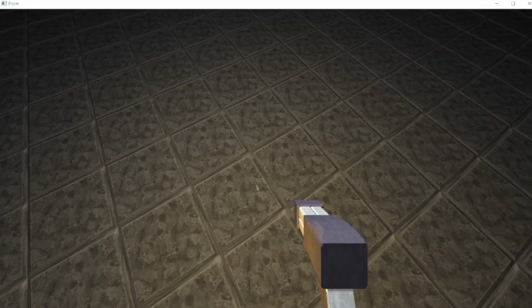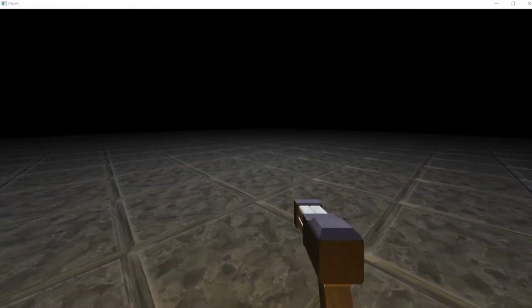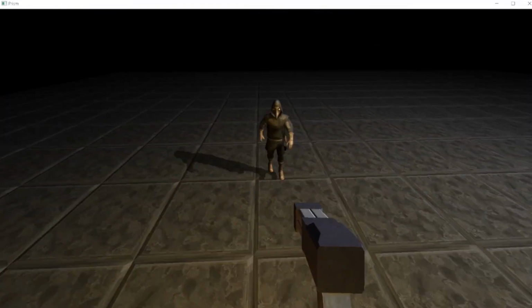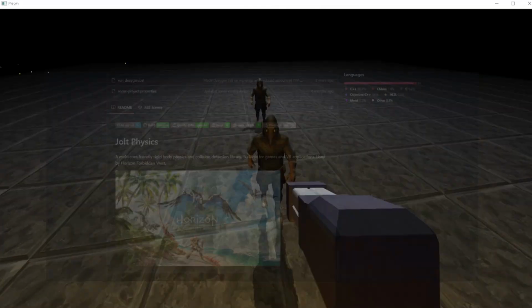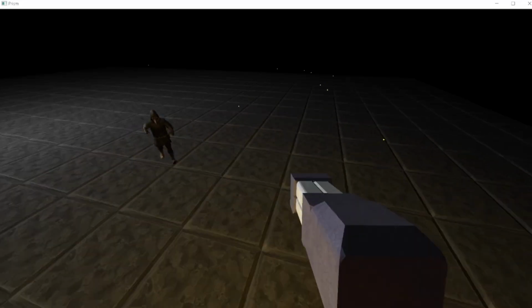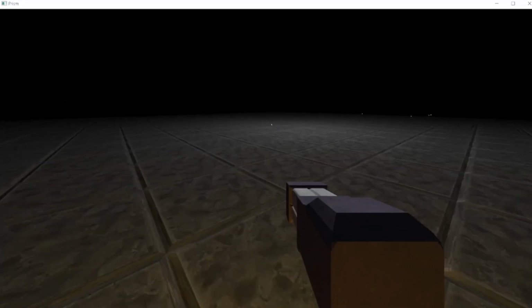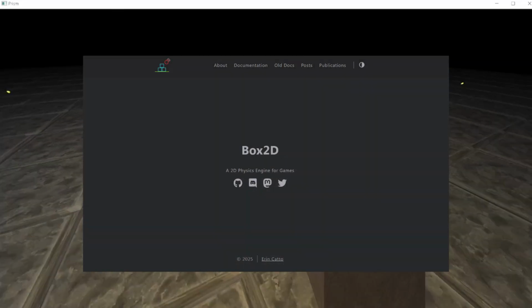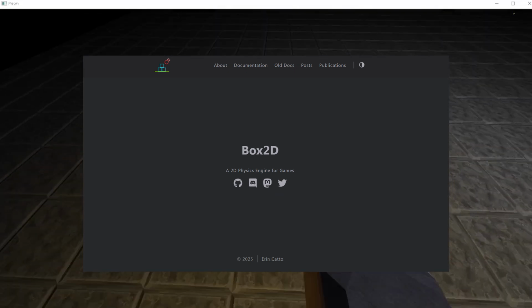So in the previous video, I made a 3D game engine, and I added 3D physics to the engine using the Jolt physics library. But I needed to add 2D physics too, since I want to have both 3D and 2D in the engine. So I thought about using Box2D, which is a super popular physics engine that everyone uses.